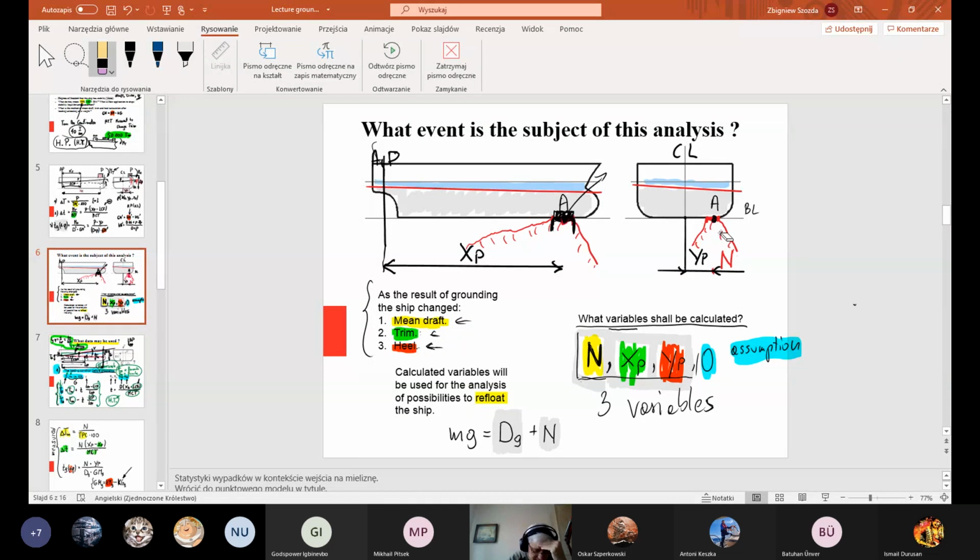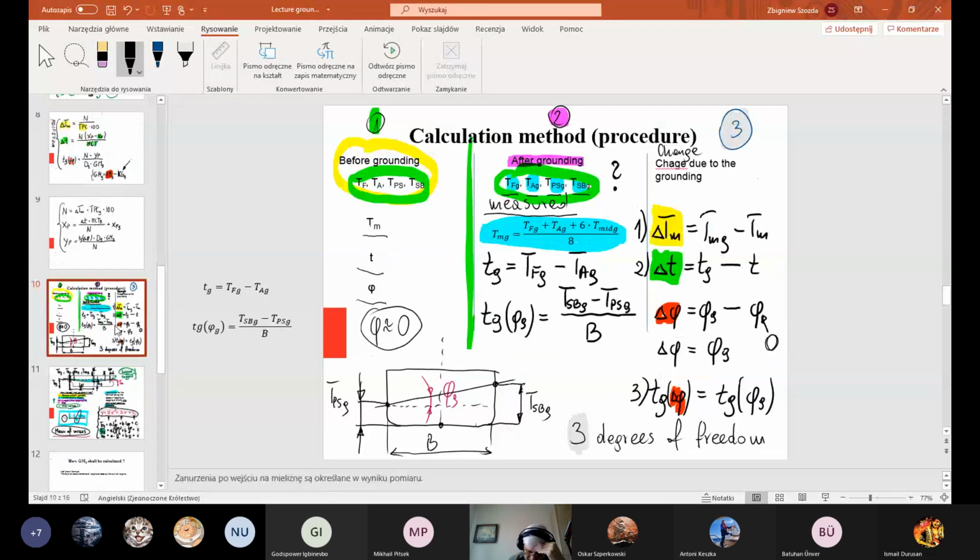There is no force here which is external for a ship. There is a weight. The center of gravity of this weight is placed in the point of action, and the weight has been discharged. And the question we will put will be: what shall be the weight and what shall be the center of gravity of this weight, to observe the same change of mean draft, trim, and heel as has been measured after grounding.